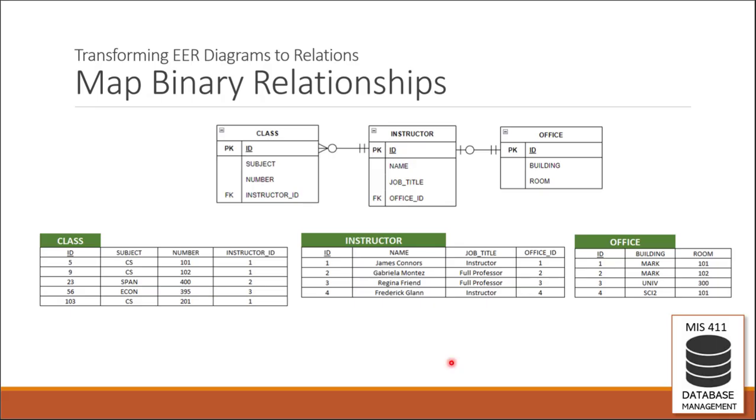So mapping binary relationships to a relational model isn't particularly difficult. It generally consists of adding a foreign key reference in one table to another table. And that's of course based on the type of relationship you had between the entities in your conceptual diagram.